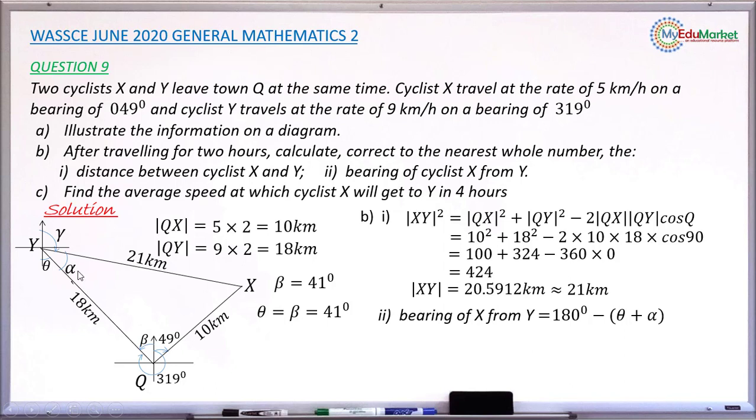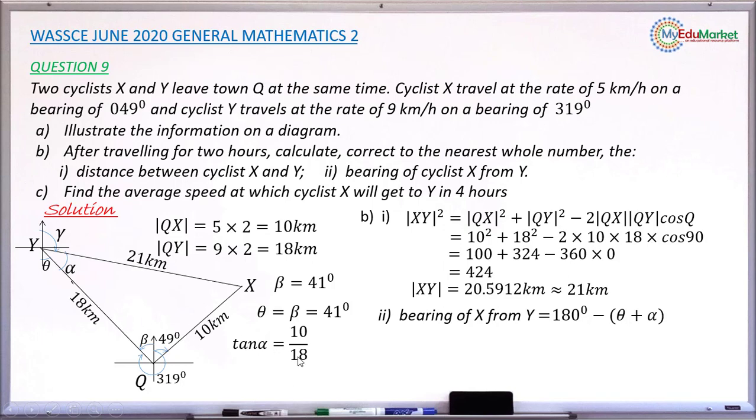The triangle here, remember this angle at Q is 90 degrees. So the triangle is a right angle triangle, which you can now apply your trig ratio. To find this angle alpha, you have the opposite side and you have its adjacent side. So you can now employ the tangent ratio. So tangent of alpha would now be equal to 10 over 18.